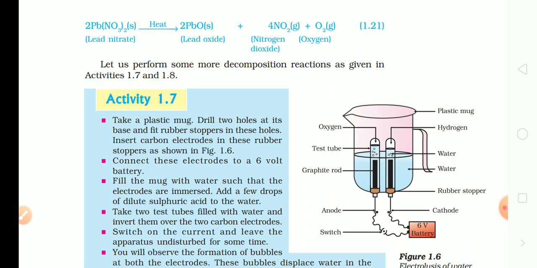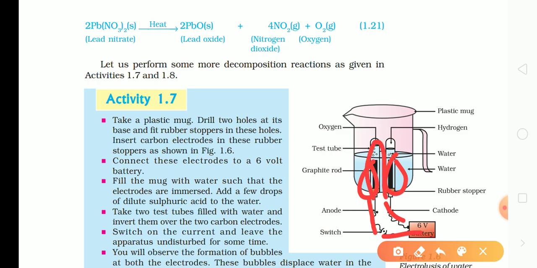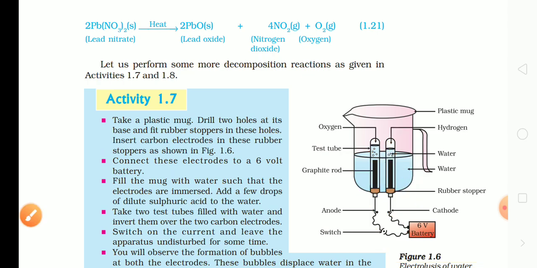Now check out the next activity, activity 1.7. You can see there is a mug, which is fixed with two graphite electrodes. The two electrodes are connected to a 6-volt battery, and two inverted test tubes cover these two graphite rods.